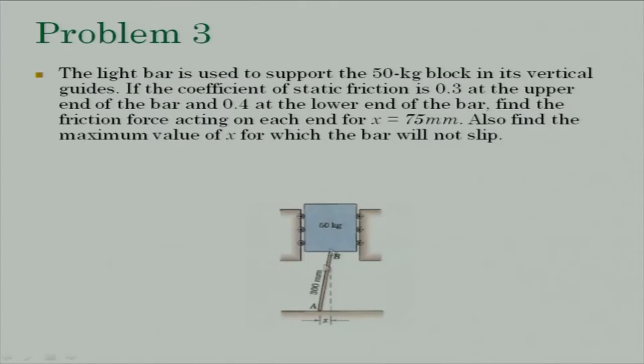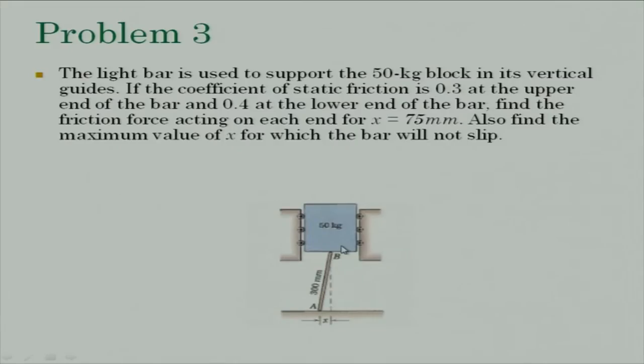But now my question to you is this: you can find out the friction force. Why? Because this force's line of action is along BA. Normal reaction is 500 Newton. So friction force will be just this. So the ratio of friction by normal will be equal to how much? This angle will be sine inverse of 75 divided by 300. So 500 into tan of that angle will be the friction force.